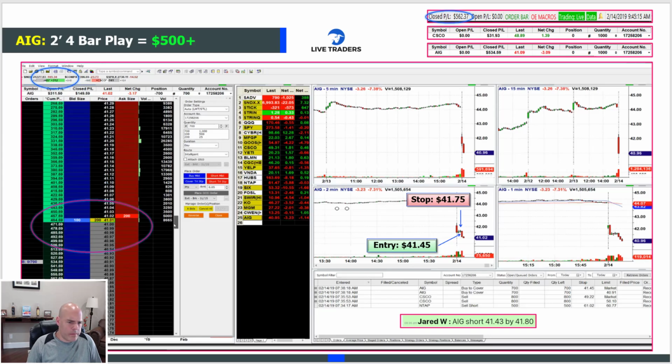Here's another one. Guys, come on, man. This is the AIG trade I just showed you. I just wanted to show you all my fills on it. See? Closed P&L, $562. You can see the Cisco, even though it shows down 140, ultimately I made $32 on it. Guys, this is what other people don't do.